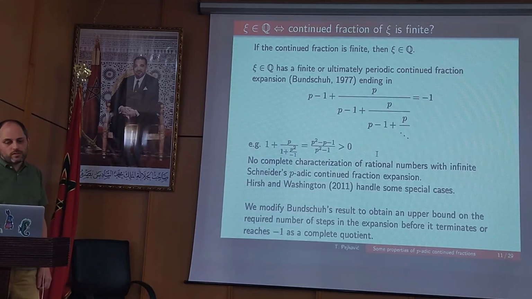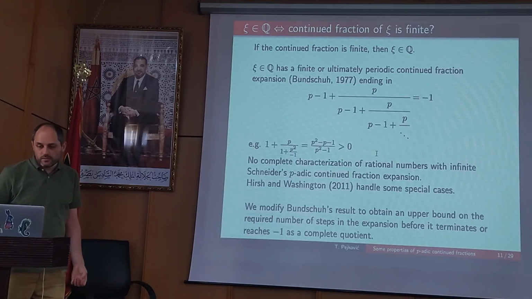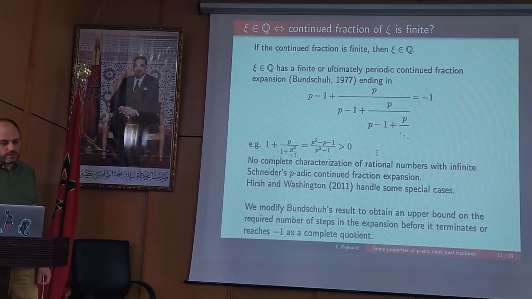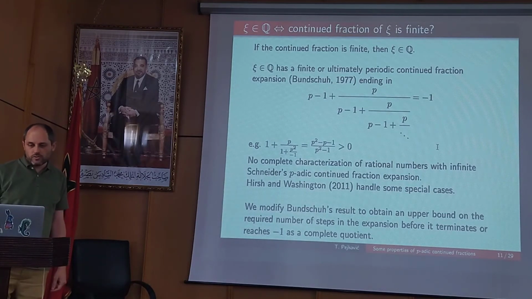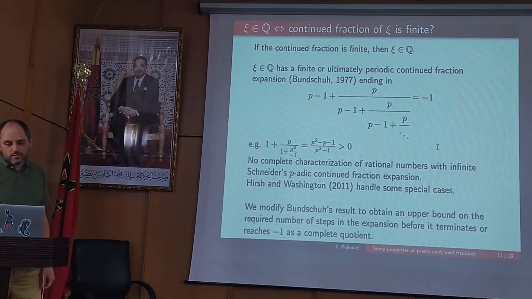Browkin was the one who showed that a rational number has either a finite or ultimately periodic continued fraction expansion. And if this expansion is infinite, then this period is very simple, just p minus 1 plus p over p minus 1 plus p and so on. So a very short period. There is no complete characterization of rational numbers with infinite Schneider's p-adic continued fraction expansion, although Hirsch and Washington handled some special cases. For example, they looked at when p is equal to 2.